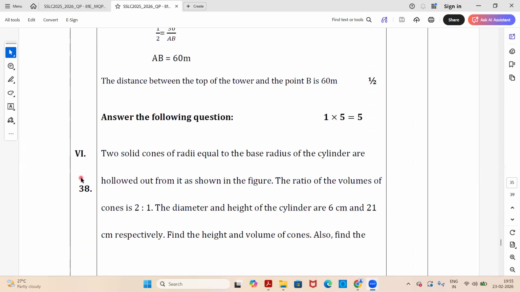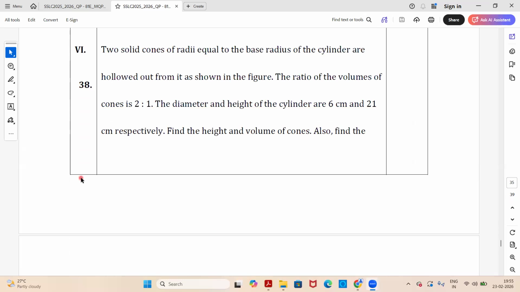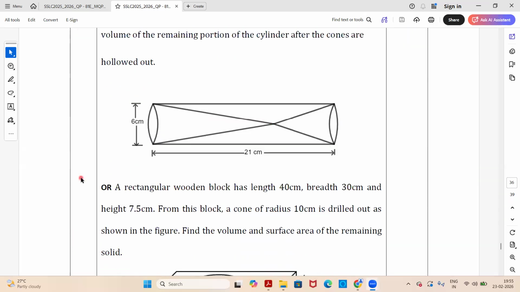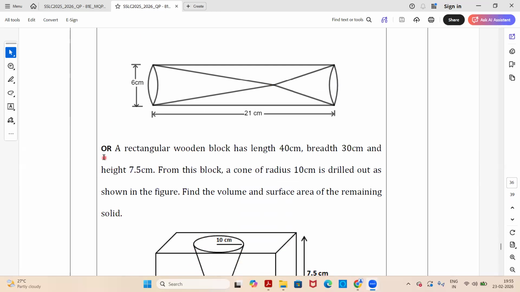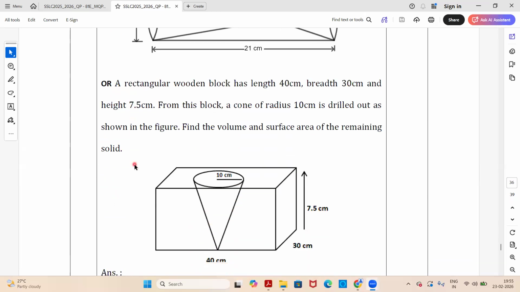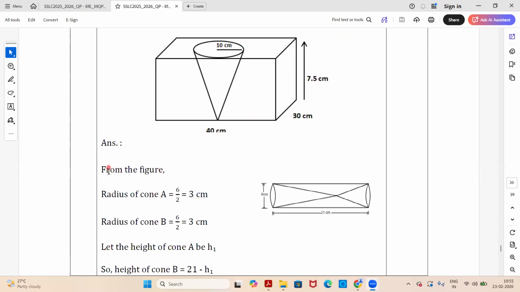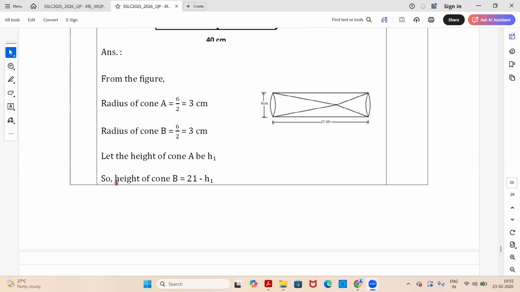And now comes the last one, that is 5 mark question, question 38. So you will have an optional question here. Yes, from here it starts your second question. So this is the second question with the diagram. Now this is the answer for the first question of 38th question.